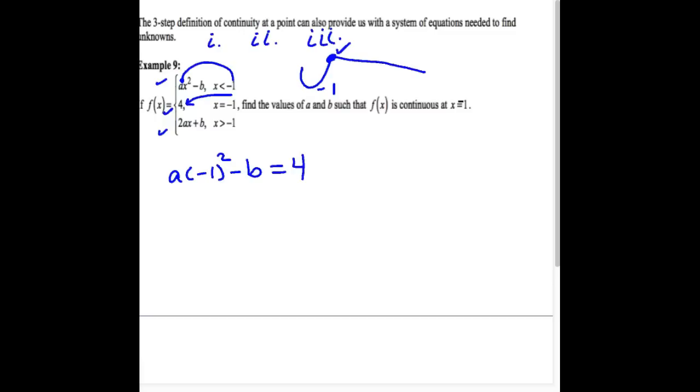So what I'm making sure is this parabola hits up at 4. Otherwise, I'm going to have a dropout. Okay? So I have a minus b has to equal 4. I've got one equation, two unknowns. It means I need another equation.